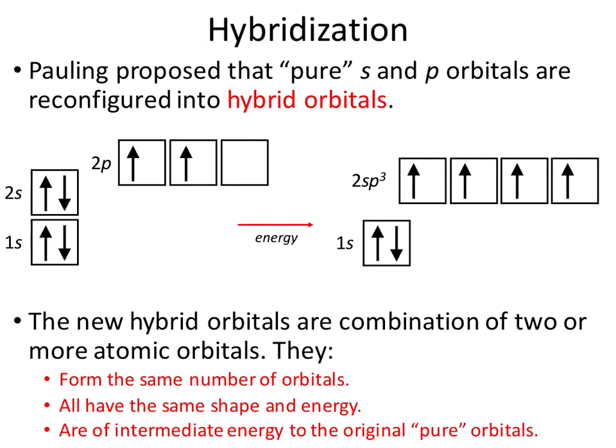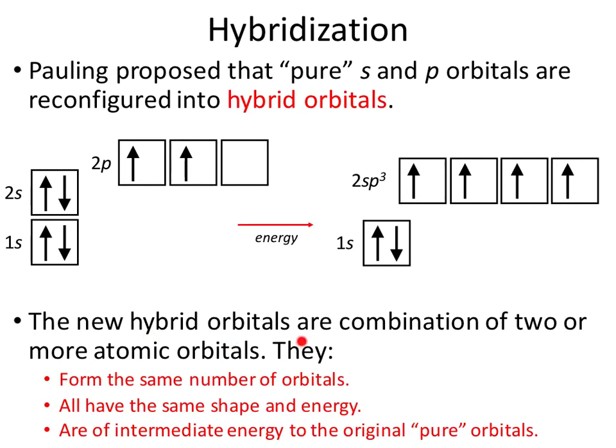So Linus Pauling, the same person that gave you electronegativity, proposed that these pure s and p orbitals, so remember like the s orbital, the p orbital, these are considered our pure ones, are actually reconfigured and hybridized into something called hybrid orbitals. So if you can imagine what a hybrid is, it's a combination of 2 or more things, and it's kind of a reconstitution of it. So in this case, yes, we've promoted that electron into that p orbital, but when this electron has been promoted, these orbitals actually reconfigure themselves into a hybrid between the s orbital and the p orbital, forming something called the sp3 orbital.